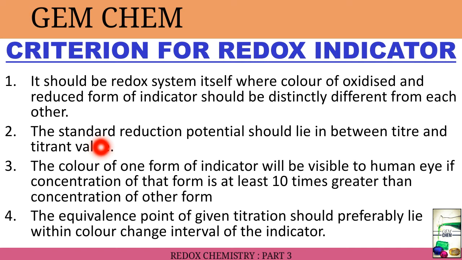That is what you are taking in the conical flask as well as what you are taking in the burette, right? And for sharp detection of the equivalence point or the end point, the formal potential of the titer and the titrant system should differ by at least 0.15 volt as compared to the indicator system. Okay, now the color of one form of indicator will be visible to the human eye if the concentration of that form is at least 10 times greater than the concentration of the other form. And the equivalence point of the given titration should preferably lie within the color change interval of the indicator.